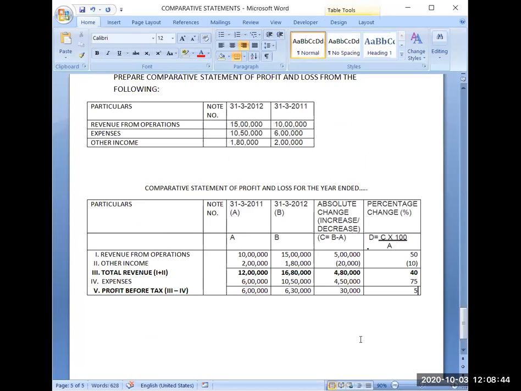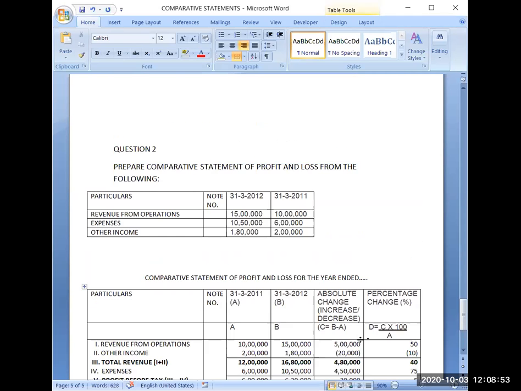You need to do a lot of practice. First do illustrations and then try to practice questions. Tomorrow we will be doing common size statements and then we will be moving towards ratio analysis.